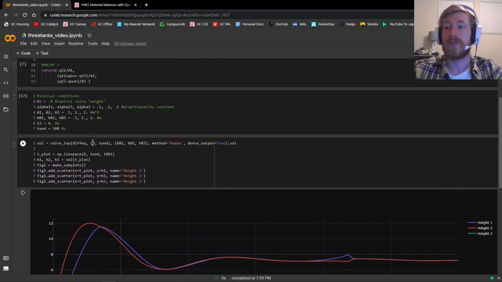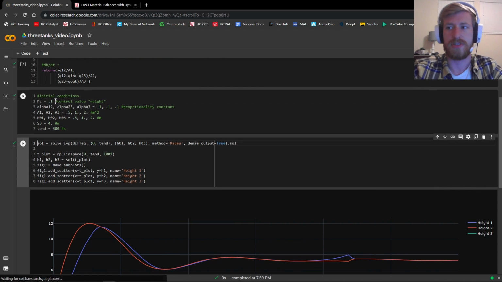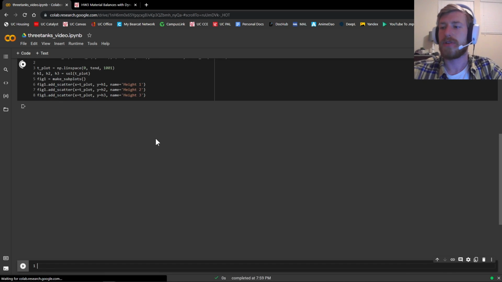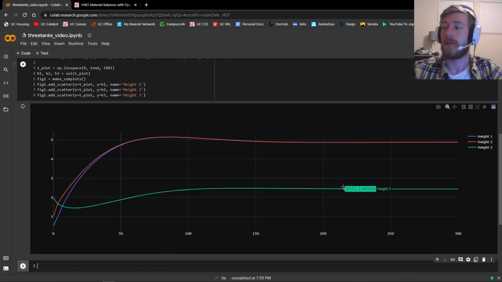It's at 3.6. So as you can see, because we're using a proportional control valve, I'll set this back to 0.1, which is the value Carlos asked us to look at, you can see that there's a significant margin of error between our set point, where we want tank 3 to be, and the actual height of tank 3, which is staying around 2.4 instead of being at 4.